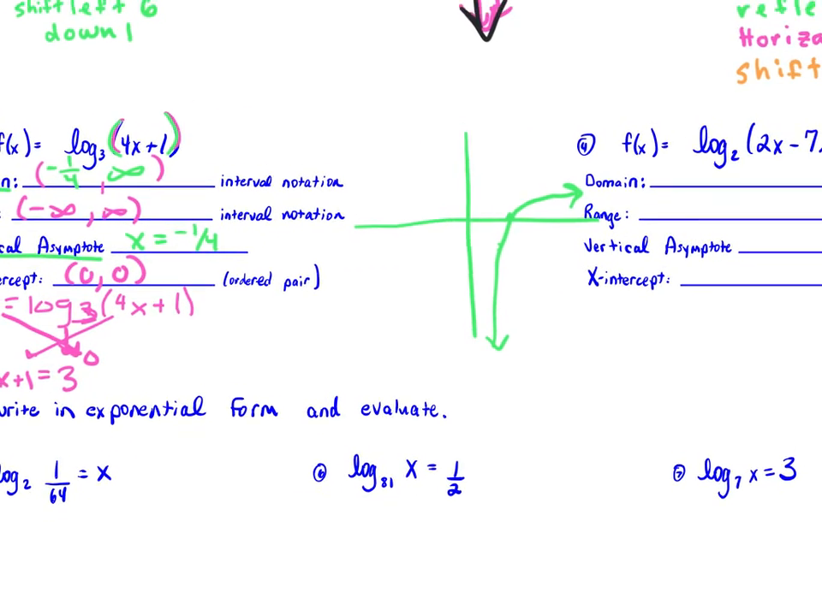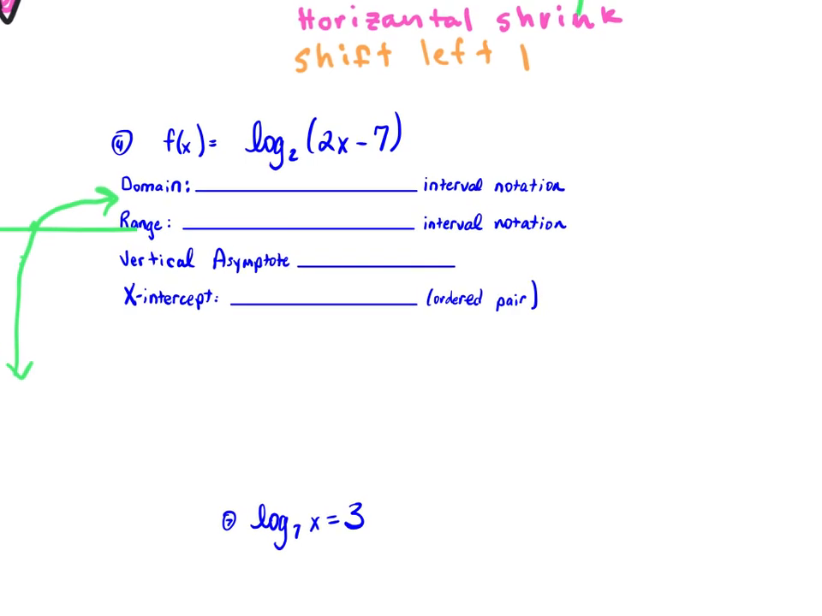All right, let's look at number 4. So what's our range going to be? All real numbers. So negative infinity to infinity. How do we find the domain and vertical asymptote? Take that parentheses, 2x minus 7, and then you set it to 0. Awesome. Set the parentheses equal to 0. Add 7 to both sides, divide by 2, so you get x is equal to 7 over 2.